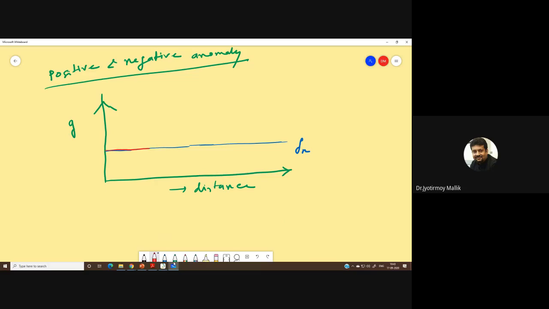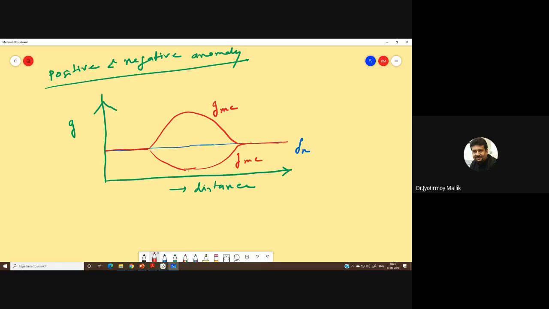In a few cases, my GM will be exactly equal to G normal. And then in some cases, the GM can go up. Sorry, GMC, right? This is GMC. GMC can go up, or the GMC can go down. Not together, but at two different instances.